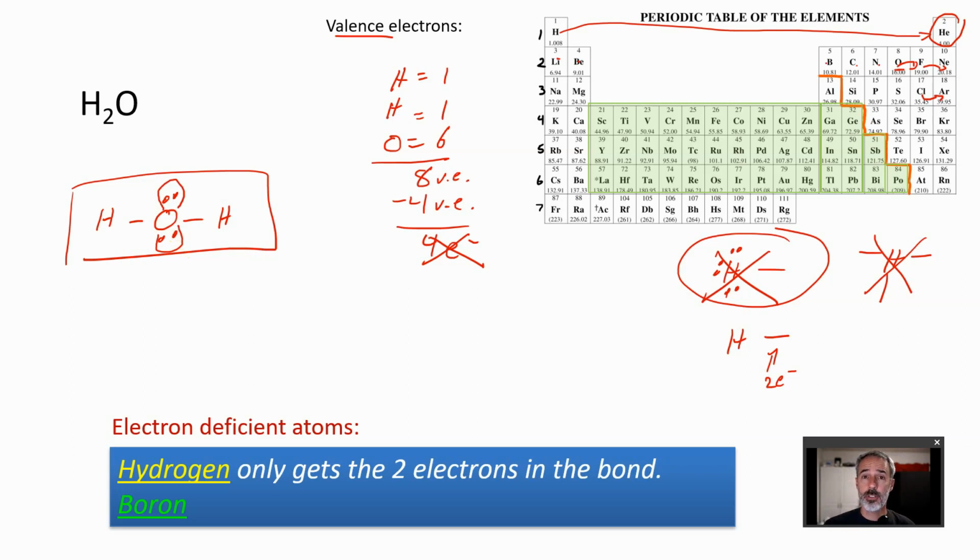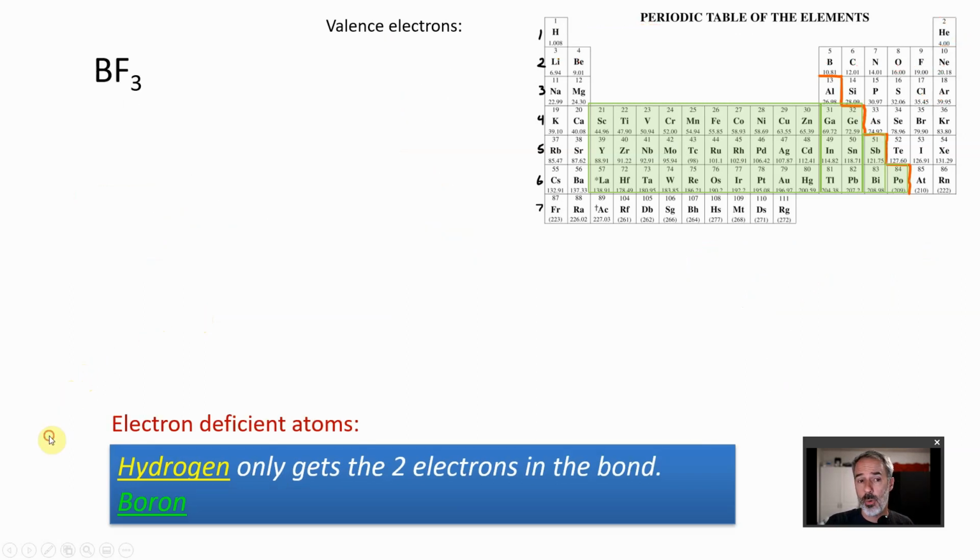Okay, hydrogen is the first exception to the octet rule that we're going to have. It never gets electrons on it, and it's always an outside atom. Now let's go look at boron. So boron is the other electron deficient atom. Now boron's a little bit different though, and it's a little bit harder to explain, but not adding up the valence electrons. Quickly, add up the valence electrons I'm going to need in BF3.